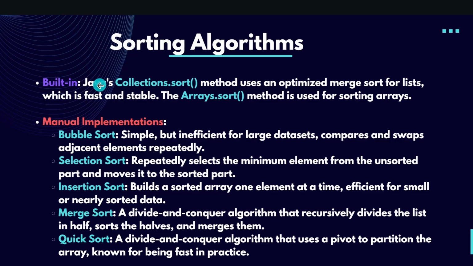There is an inbuilt method in Java known as Collections.sort. With the help of this single line, you can sort all this stuff, and you can also use Arrays.sort. This is not what we are going to discuss in this video because it's an easy thing, but in DSA we are going to look at manual implementation. So we are going to understand what is bubble sort, selection sort, insertion sort, merge sort, and quick sort in this video.